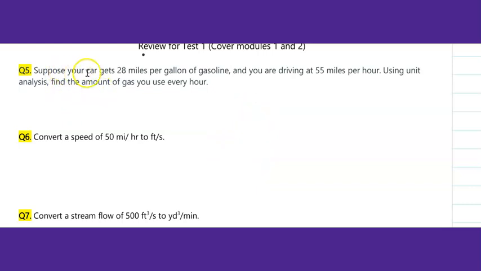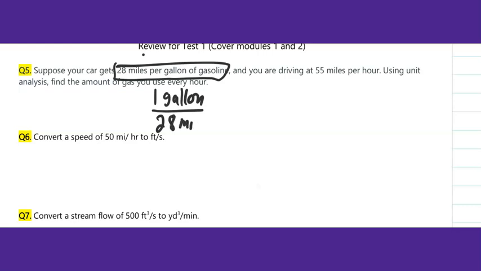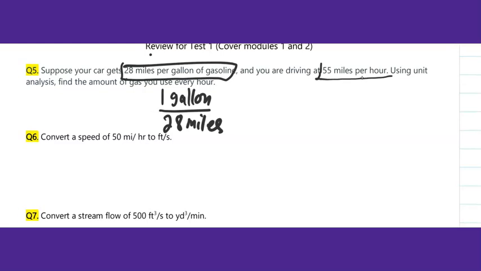Next question. Suppose your car gets 28 miles per gallon. Notice that 28 miles per gallon is the same as saying in 1 gallon the car runs 28 miles. So you can put 1 gallon divided by 28 miles. Okay, so next part is, you are driving 55 miles per hour. Notice that in 1 hour you drive 55 miles.